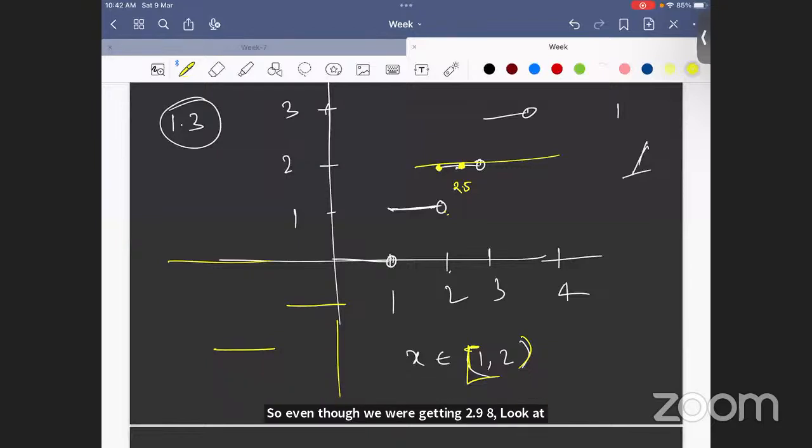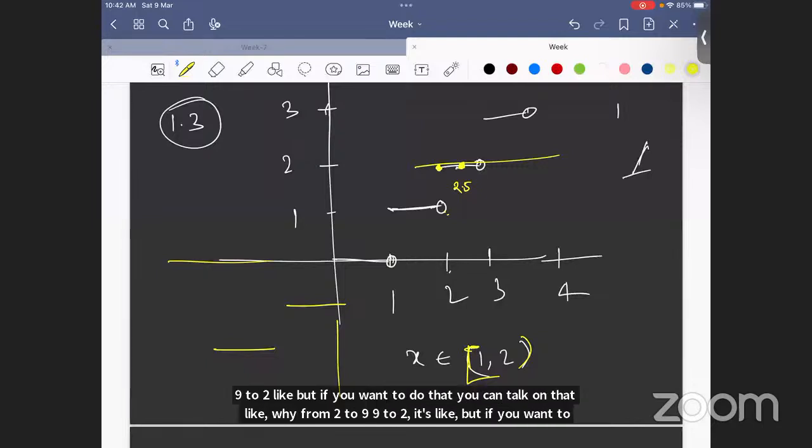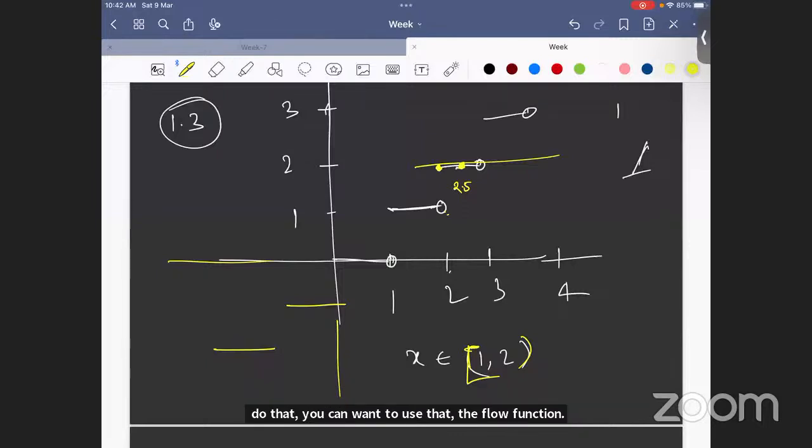That's a different debate, we can talk about why 2.99 goes to 2. But if you want to do that, you can use the floor function there. Okay, there can be some utility for this function itself, right? In some places or other.